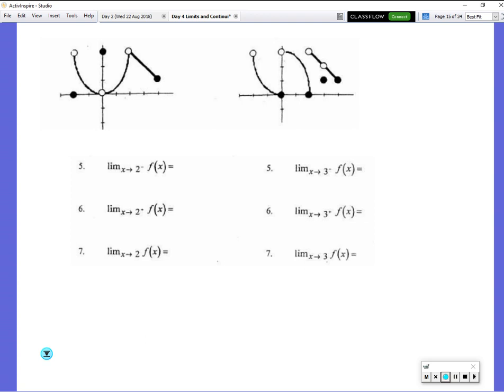So here, just say it aloud. What's the answer to 5, please? Just say it. Is it class? Louder? 3. Louder? 3. That's better. 6? 3. 7? 3. Question? Please, Cass. So by definition, that would be continuous.